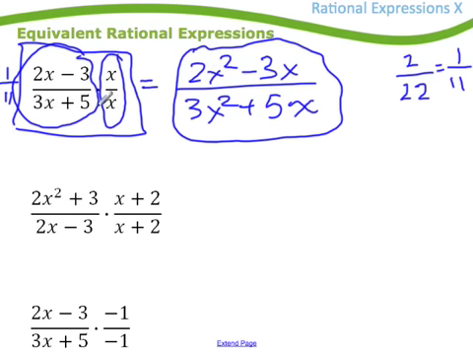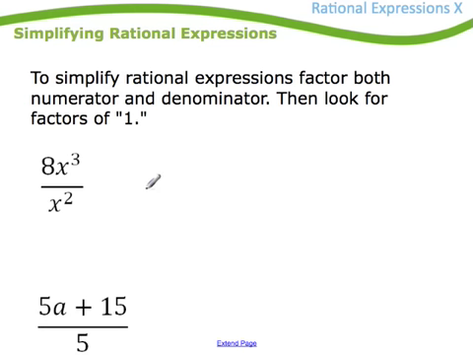Typically, we're not going to multiply by x. What we're going to typically do is go backwards from that. We're going to take an expression like this and factor it, and then look for those factors of 1 that I can eliminate from the expression and help simplify. Okay, the rest of the questions on that page are doing the same thing.